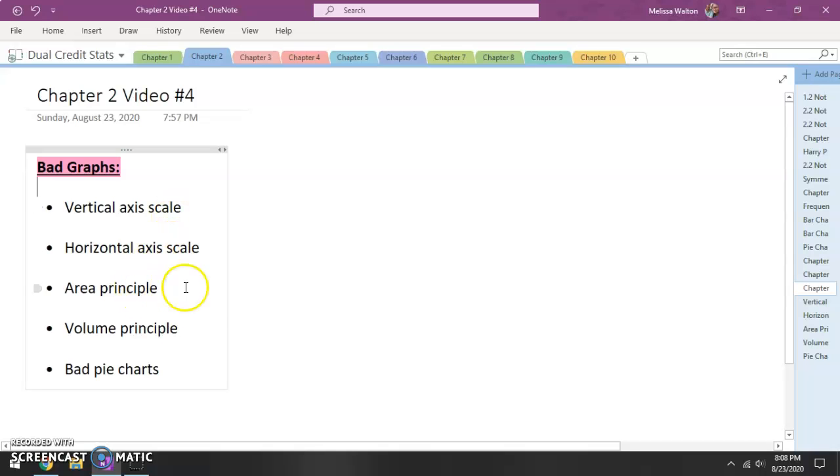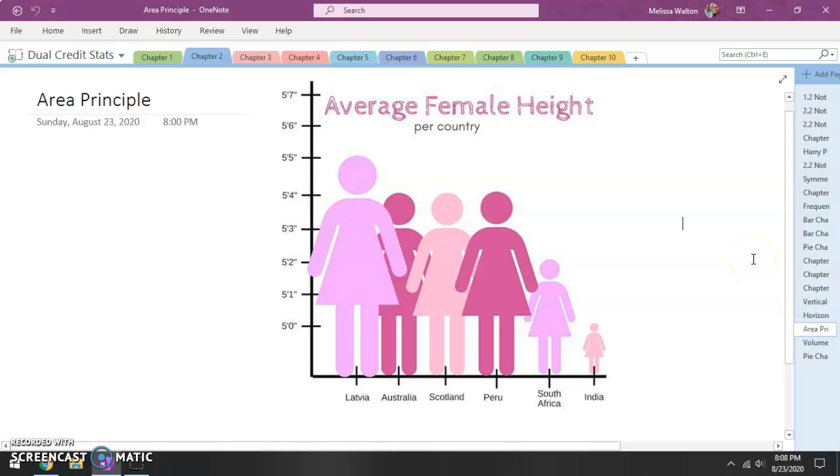All right, area principle. My favorite bad graph of all time is this one. All right, so this one is talking about average female height.